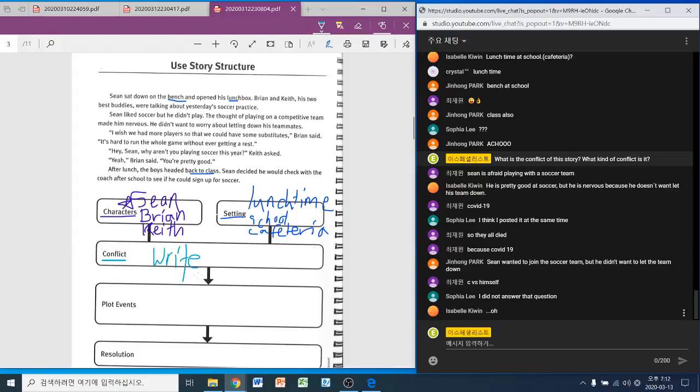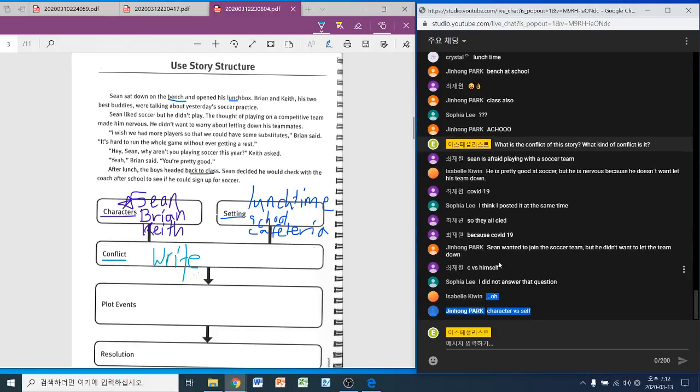Isabel says, oh. The conflict of the story is, oh. That is not the conflict of the story either. Jinhong says, character versus self. Yes, exactly. Thank you for writing that all the way out. Character versus self. Good. So we have the conflict here. Everybody write down the conflict here.